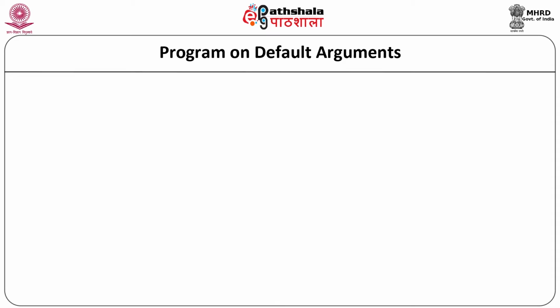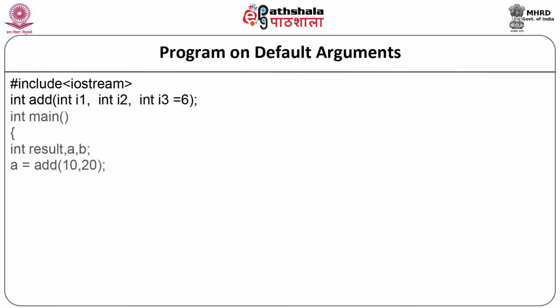Now let us see the program for default values. Here volume is a function which is declared with all three default arguments: integer equal to 1, integer equal to 2 and integer equal to 3. Now we will start with the main function where some declarations have been made, and now we are calling the function volume with no parameters.